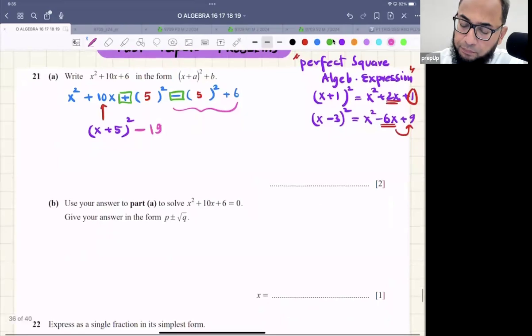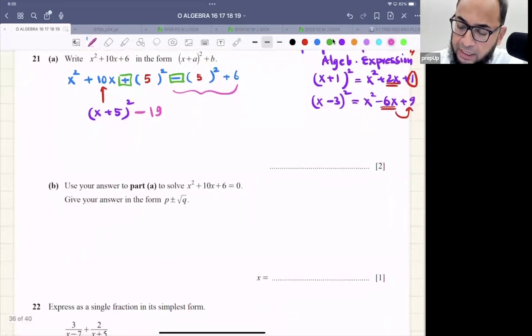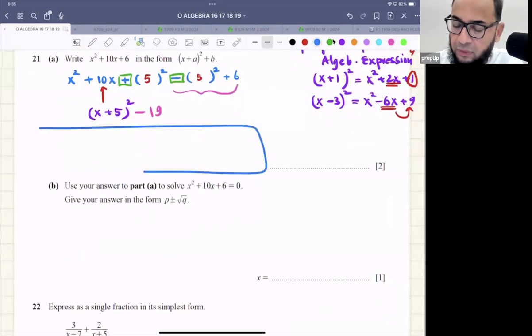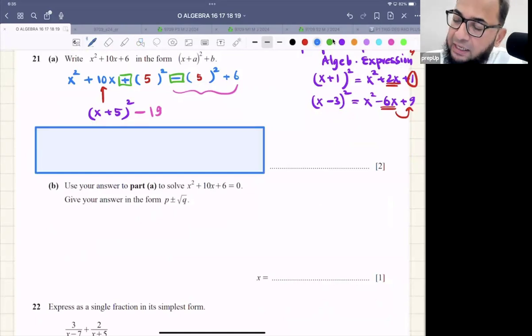Now the second part. Use your answer to part A to solve this equation. But wait a minute. Some people ask this question, let me answer that also. Is there an alternative way of doing it? The answer is yes, there is an alternative way. That alternative way is called comparing coefficients.